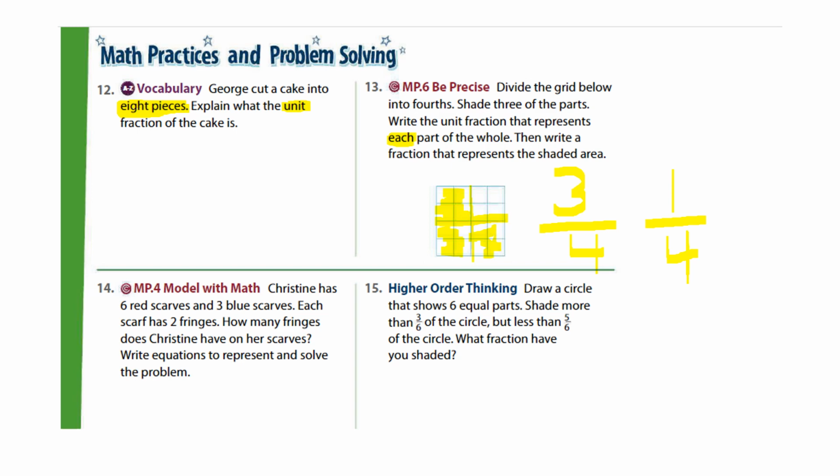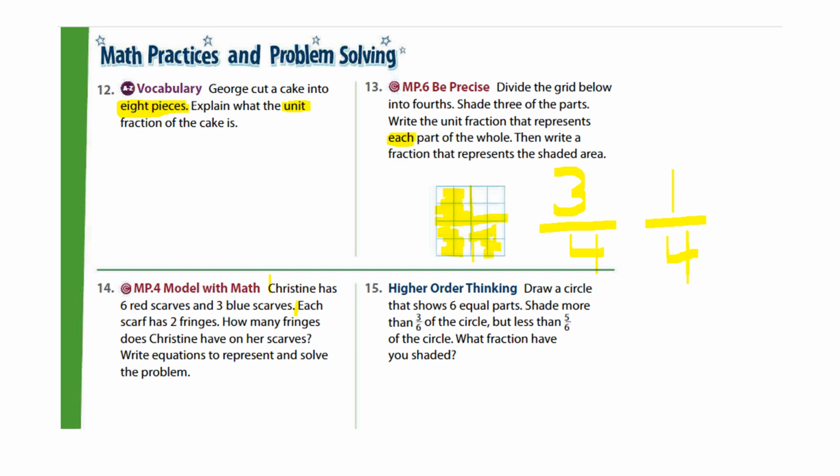Okay, question 14. Christine has 6 red scarves and 3 blue scarves. So first of all, we will stop right here. How many total scarves she has? How could you find out that? Bravo, 6 plus 3, so it's equal to 9. So she has 9 scarves.